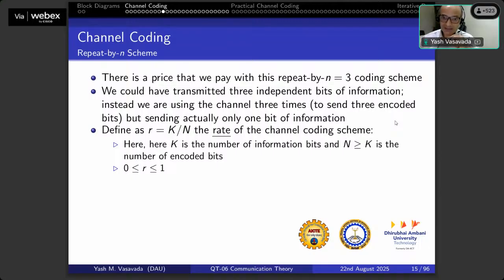K can never be larger than N. At the most, K will be equal to N, in which case R will be equal to 1, which means you are not doing any channel coding at all.